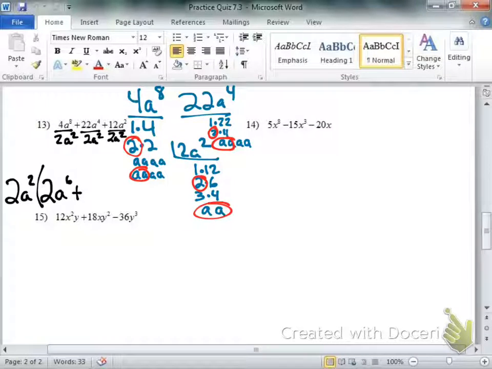Plus 22 divided by 2? 11. You had a to the 4th, you're taking 2 of those away? A squared, good. Plus 12 divided by 2? You had a squared, you're taking a squared away? Just 6, very good.